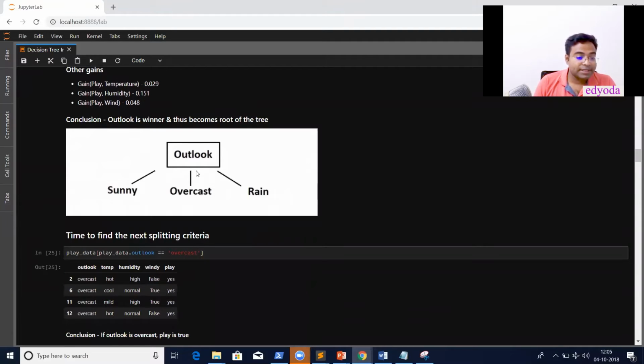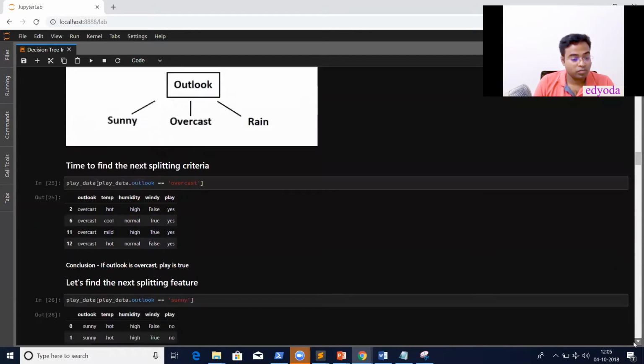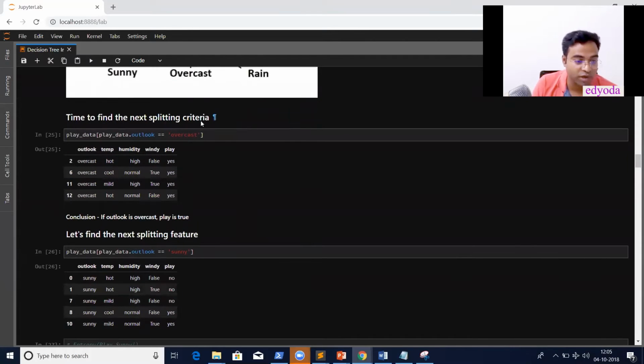Let's see what happens when outlook is equal to overcast. The entropy is 0 since all the data is of the same class. So if the outlook is overcast, then the final node is true, right? You don't have to do anything over here. Let's see the sunny part. In case of sunny, this is the data distribution, 3 no and 2 yes. Let's now branch the sunny further.